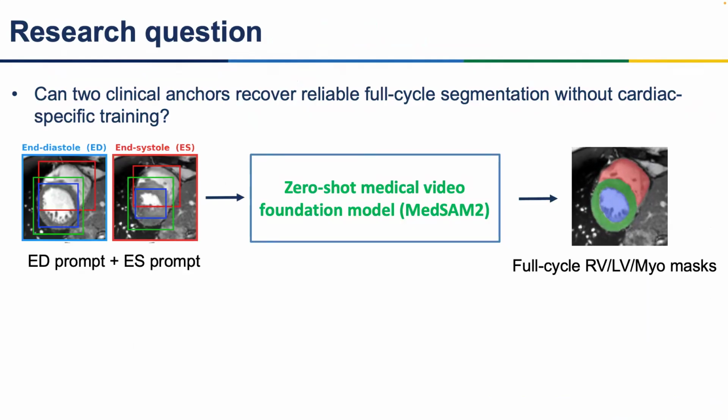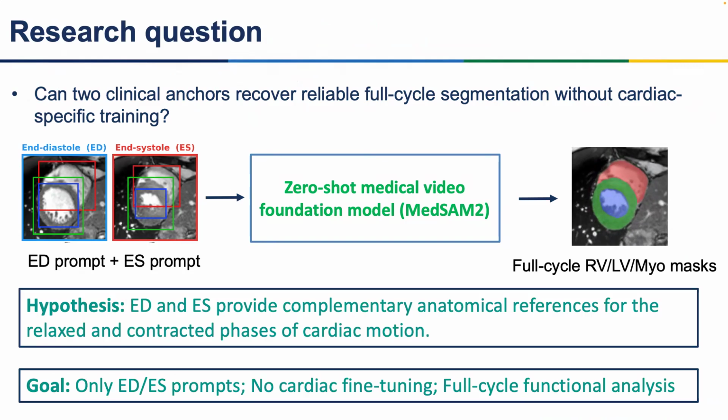So, can the two clinically available ED and ES annotations be used to recover reliable segmentation throughout the cardiac cycle without cardiac-specific training? Our hypothesis is that ED and ES provide complementary anatomical references. ED represents the relaxed ventricular geometry, while ES represents the contracted geometry. By anchoring the model at both phases, we aim to retain the annotation burden of standard ED-ES workflows while recovering dense masks across the complete cycle.